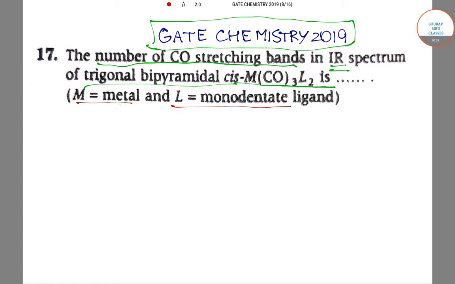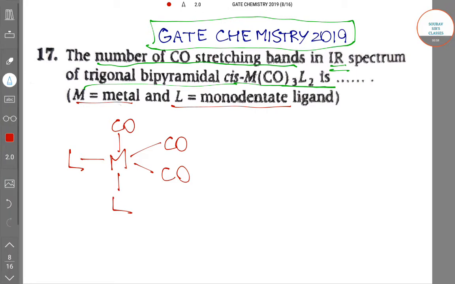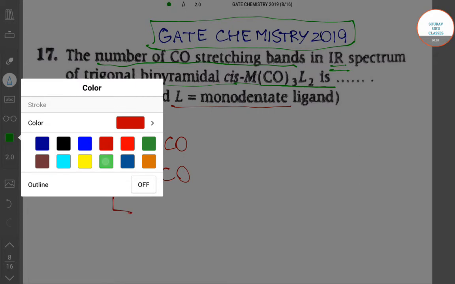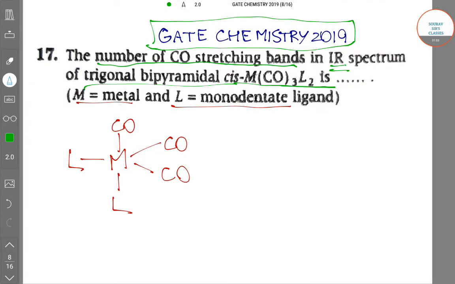So if we draw the structure over here, where the L are the monodentate ligands and M is the central metal, the carbon monoxides would be as 1, 2 and 3. So let us name these carbon monoxide atoms a bit differently. We could name them as A and both of these as B.